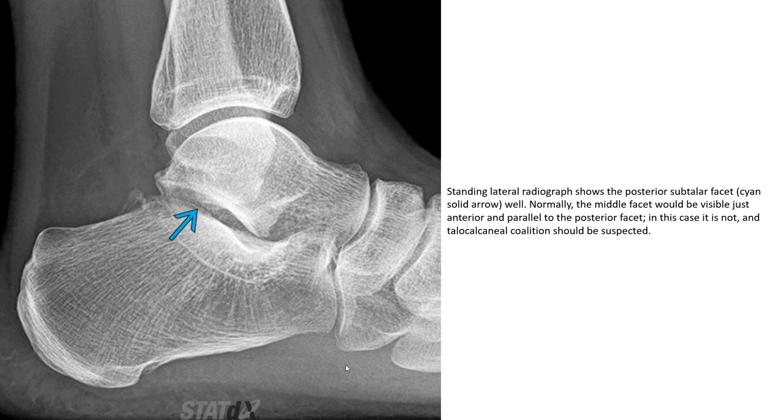Standing lateral radiograph shows the posterior subtalar facet. Normally, the middle facet should be visible just anterior and parallel to the posterior facet. In this case, it is not, and talocalcaneal coalition should be suspected.